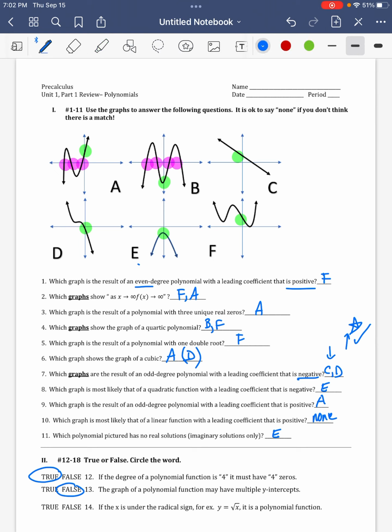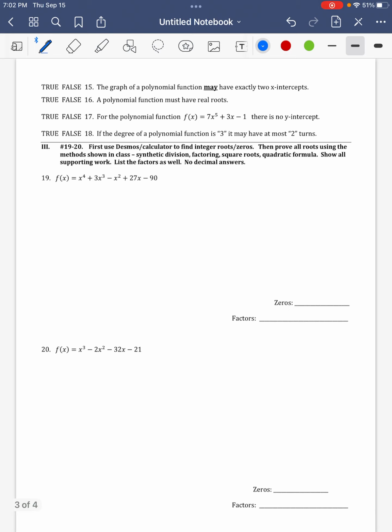If there's an x under the radical sign, it's a polynomial. Nope, polynomials have to have x's to whole number powers. Remember, this would be x to the 1/2 power. So it has to be whole numbers, can't be negative exponents. That's a square root function. All right, the graph of a polynomial function may have exactly 2 x-intercepts. Sure.